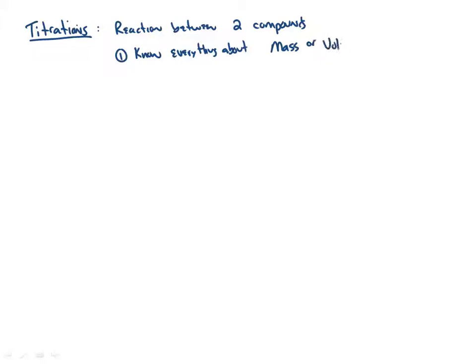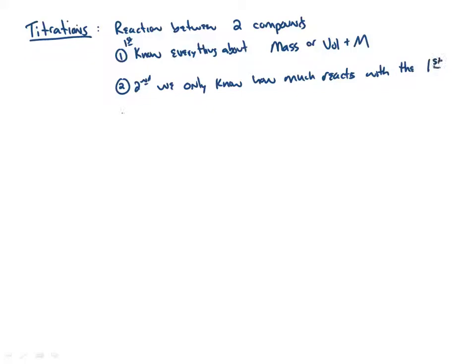So remember, a titration is a reaction between two compounds, one of which we know everything about, which means we either know its mass or its volume plus its molarity. And then for the second one, we only know how much reacts with the first.